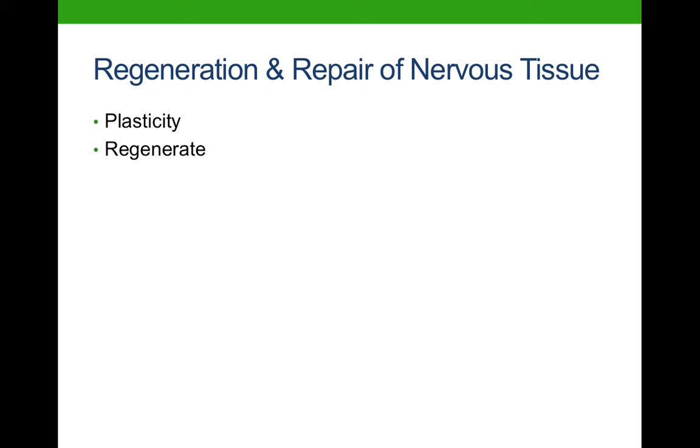Regeneration and repair of nervous tissue. Throughout our life, the nervous system will exhibit what we call plasticity. And this is the capability for change with learning based on experience. Even though we have this plasticity, neurons have a limited capacity to be able to repair or replicate themselves. That repair and replication is going to be what we call regeneration.